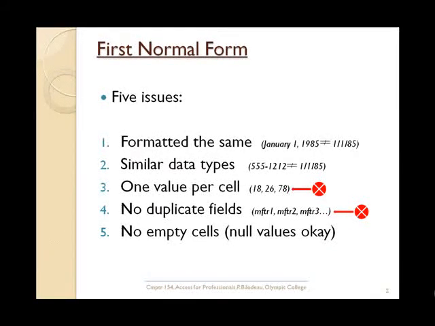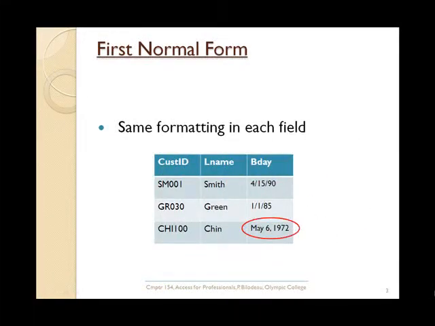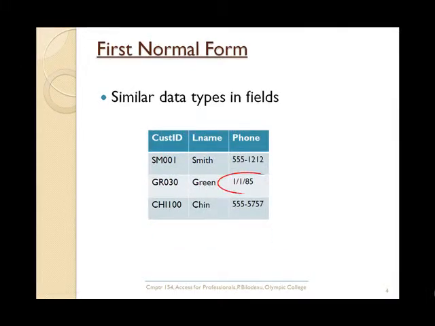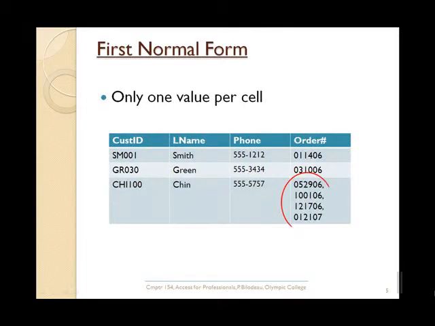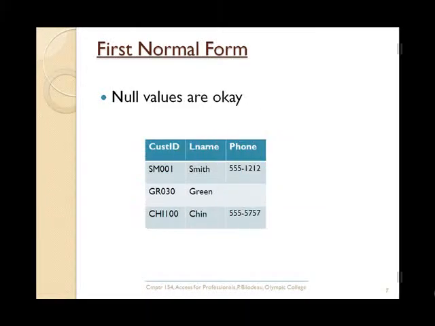Let's see how each of these issues might appear in a table. Here, the birthday field holds dissimilar formatting. Here, we see a date field showing up in a phone number field. Here, we are seeing multiple values in a single cell. Here, we have 2 groups of fields that repeat. Lastly, we see a field that contains no data. However, a null is allowed, understanding that the field will hold actual data when the data becomes known.